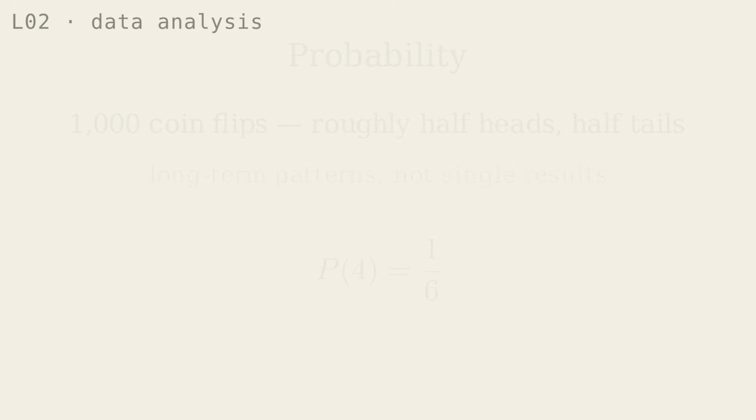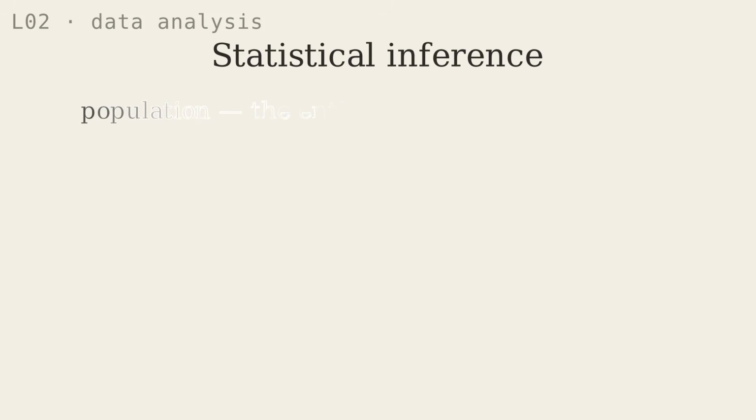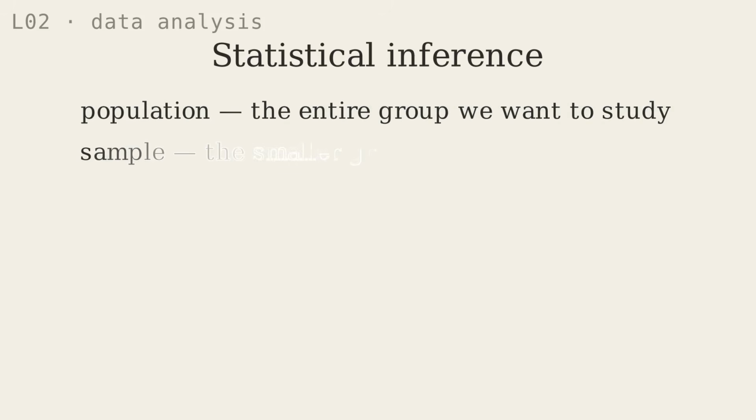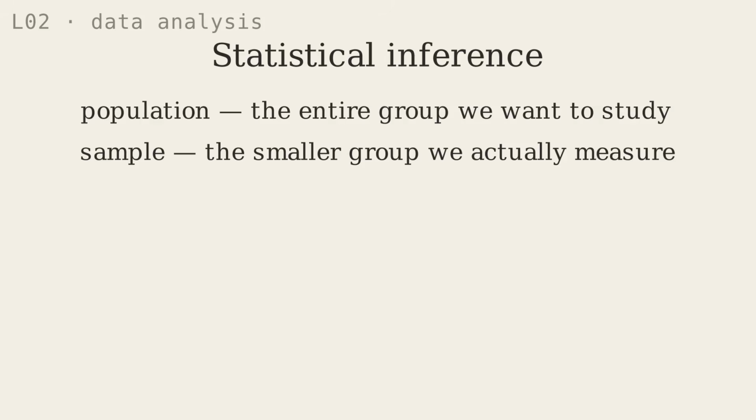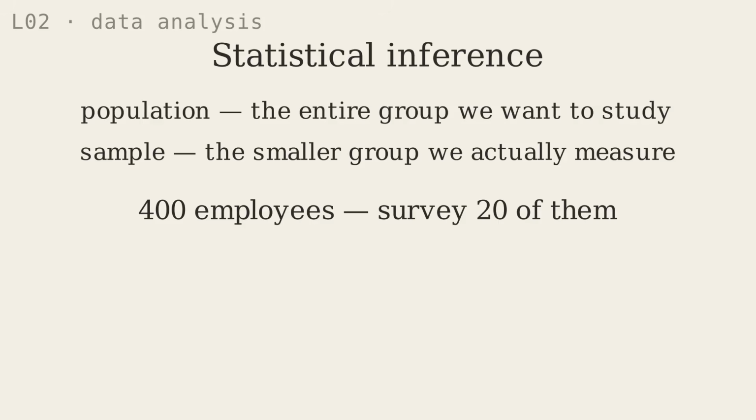Statistical inference works in the opposite direction. Inference uses information from a sample to make a conclusion about a larger population. A population is the entire group we want to study. A sample is the smaller group from which we collect information. For example, a company may have 400 employees. It may survey 20 employees to learn how the entire workforce feels about a new policy. The 20 employees are the sample. The 400 employees are the population.